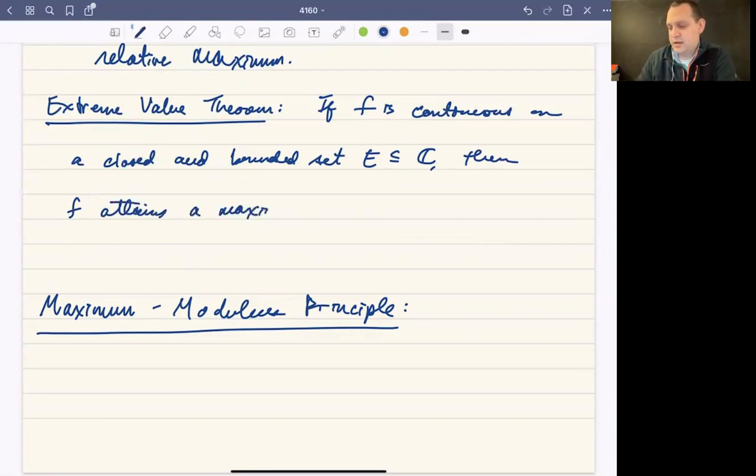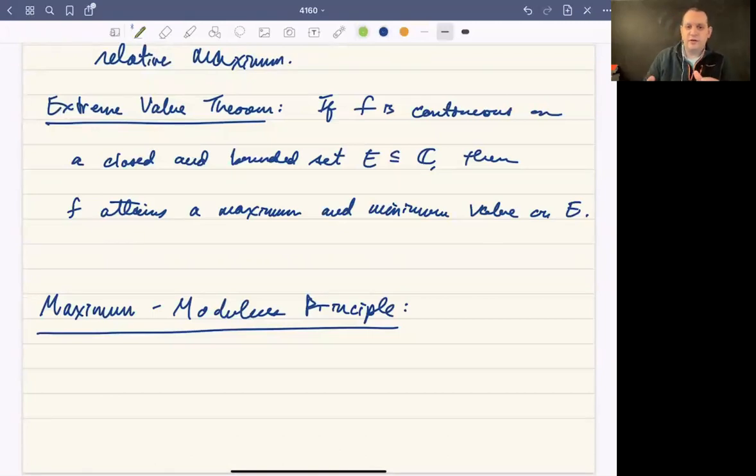So f attains a maximum and minimum value on E. What we mean by that, and this is true over the complex numbers, over the real numbers, over Rn, it's true over R. If you have a closed and bounded set, closed and bounded sets are, at least in this context, called compact sets. So if you ever hear someone talk about a compact set in a topological sense, what they mean is a closed and bounded set. And it turns out that f will always reach its maximum and minimum value on E.